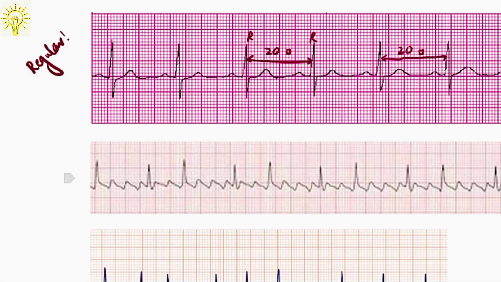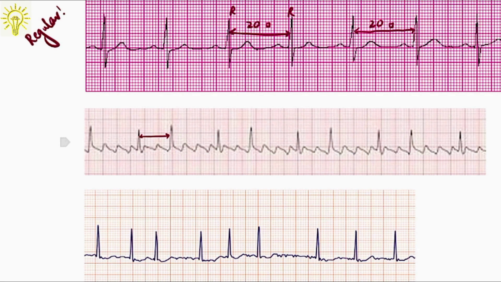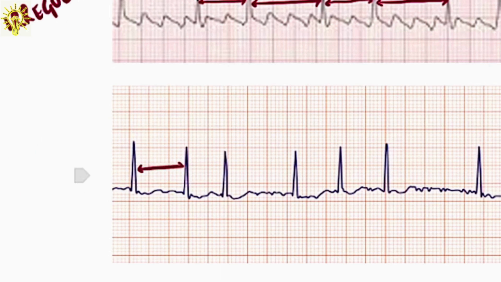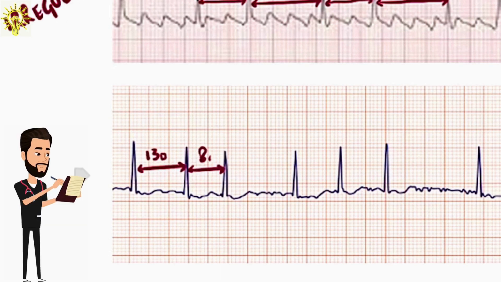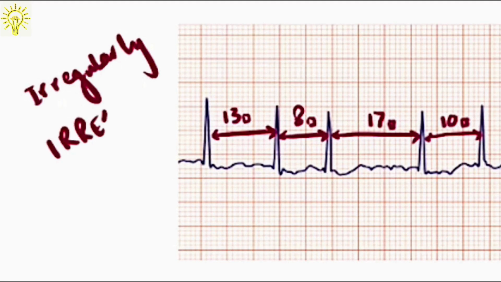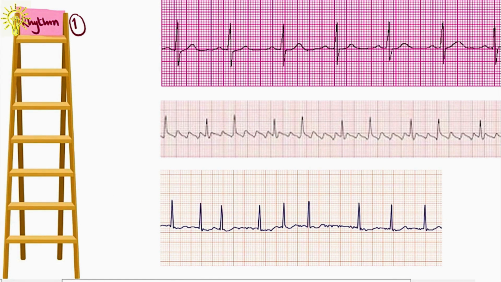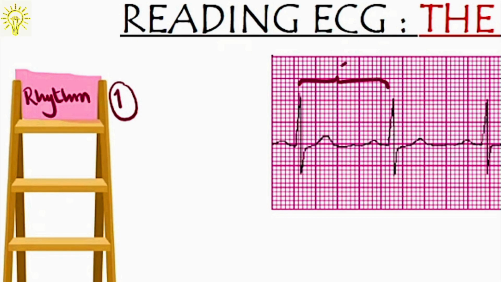In the second example, we have 11 small boxes between successive R waves followed by 16, followed again by 11, followed again by 16. So a regular pattern of irregularity, hence regularly irregular. In the third strip, every successive R wave interval is different with no pattern, so we call it irregularly irregular. Note that the R wave shows ventricular depolarization. For the atrial side, we can do the same method for successive P waves.